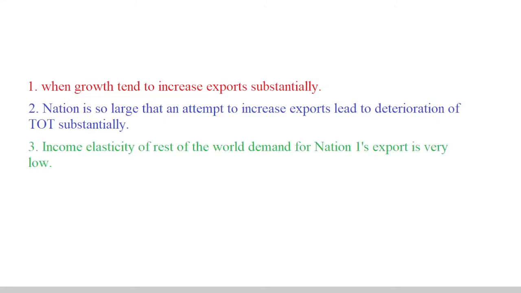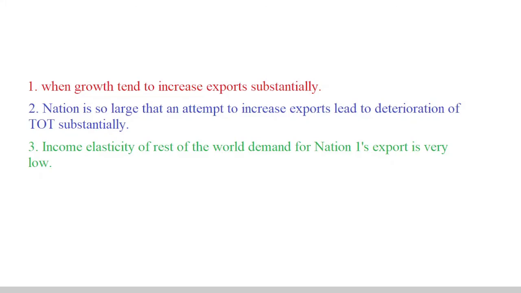The third reason given by Salvatore is that the income elasticity of the rest of the world's demand for your nation's exports is very low. That is, as growth takes place, the income of other nations increases. And since their income elasticity is very low, they will not demand more from you as their income changes. Demand will increase by less. That is what low income elasticity says. So since demand will increase very little, but as you are growing, you are supplying more to the market, there will be more extra supply in the market than demand. So in that case also your terms of trade will fall very substantially and might lead to a decrease in welfare. So this is the third reason.